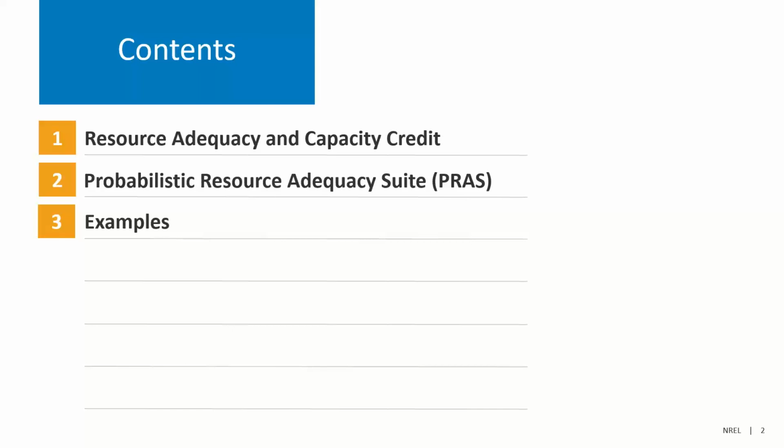PRAS is a resource adequacy tool, and it can also compute capacity credit. Today I would like to start off by reviewing and defining some of the terms that we use a lot when using PRAS, to make sure that we're all on the same page. Then I will dive into what PRAS is and some of its features, and then go over some examples where PRAS was used.